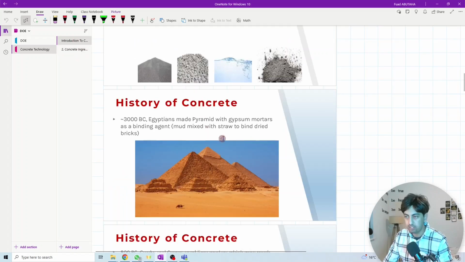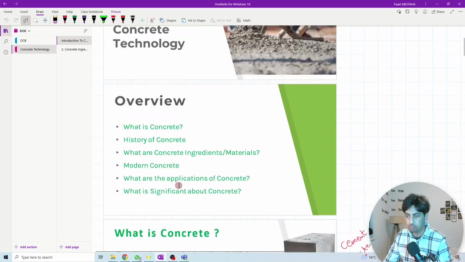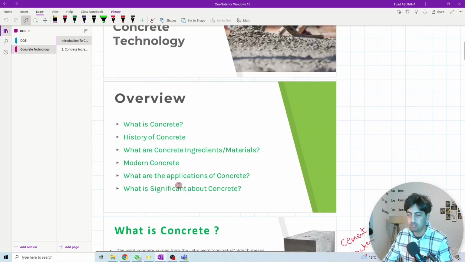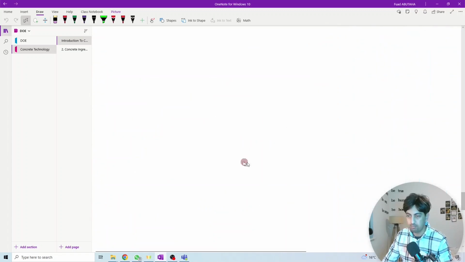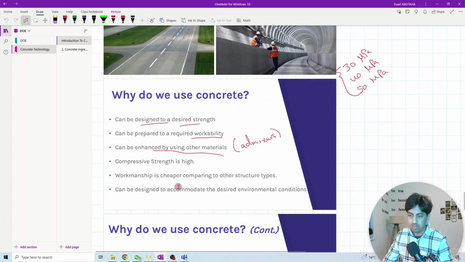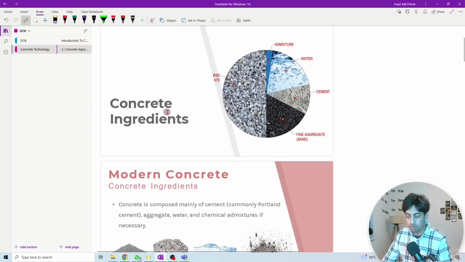In the previous section we started with an introduction to concrete technology. We defined what concrete is, the history of concrete, what the concrete ingredients are in general, where we normally use concrete, or the applications of concrete, and what makes concrete different from any other construction material. So today we will go into more detail about the concrete ingredients.